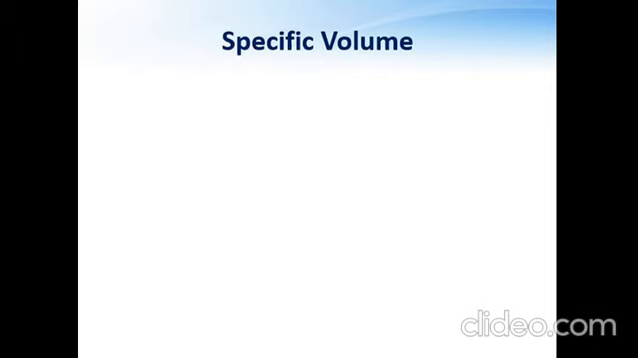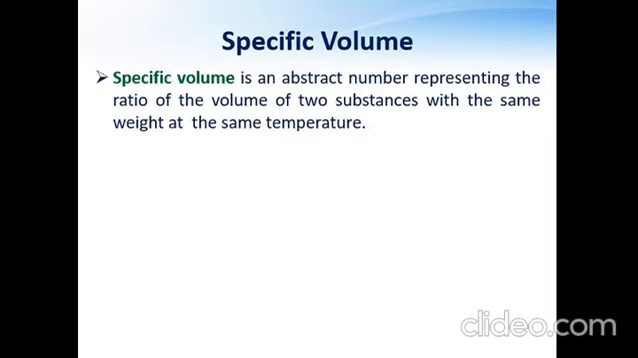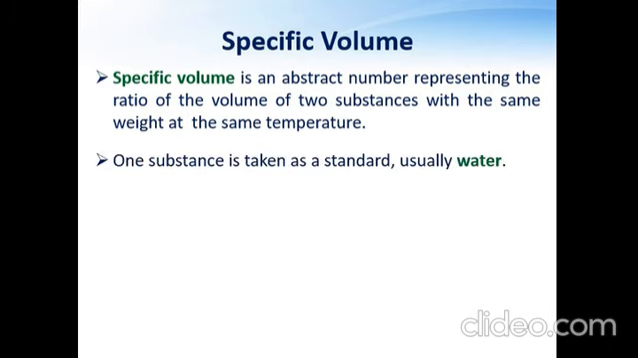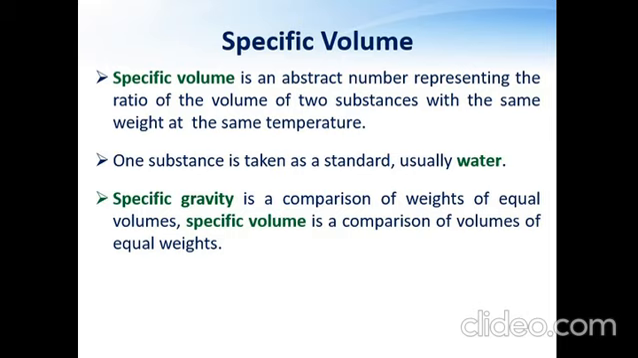Another term, specific volume. Specific volume is also an abstract number, same as specific gravity. Actually, specific volume represents the ratio of the volumes of two substances with the same weight at the same temperature. Same weight, but the volume is different. One substance is taken as a standard, usually water, same as specific gravity. Specific gravity is a comparison of weights of equal volumes. However, specific volume is a comparison of volumes of equal weights.